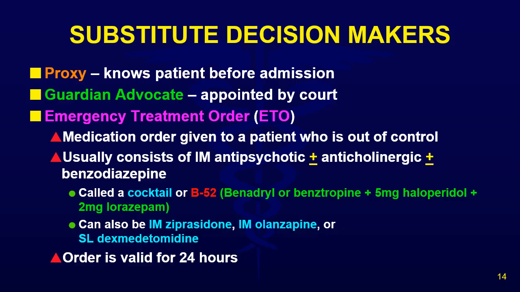In order for an ETO to be given, a physician must give a one-time order for the medication, which is not valid after 24 hours. Anyone, voluntary or involuntary, can be ordered an ETO if they lose control and become dangerous.